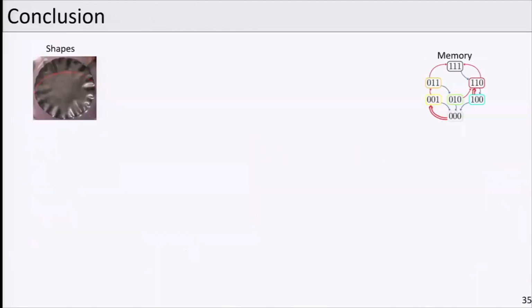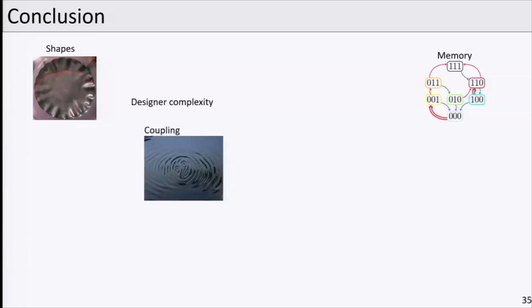So that concludes my talk. I hope I showed you a few examples of instabilities and how they allowed us to study these two different forms of complexity: shape forming, patterning, and these memory effects.